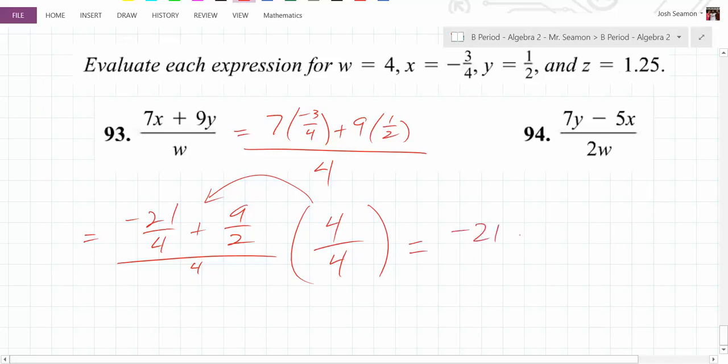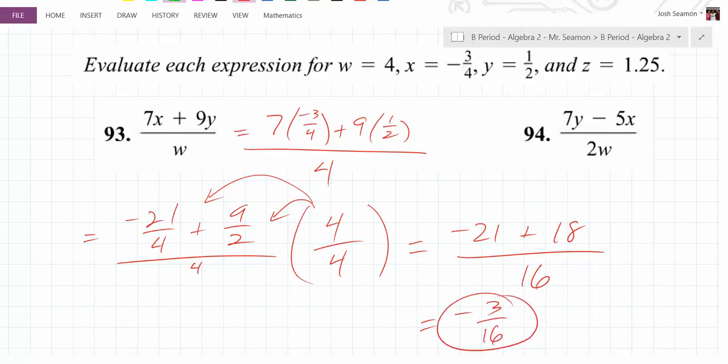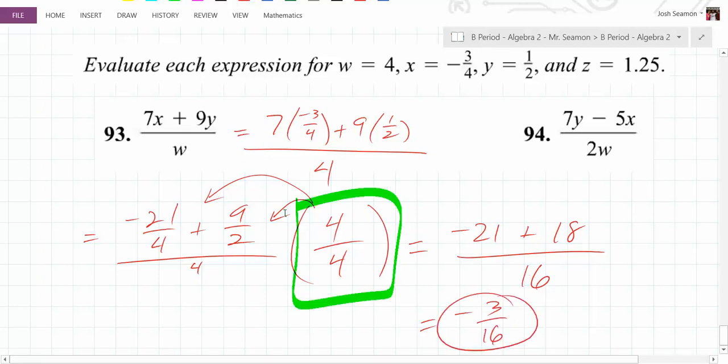This becomes negative 21 plus 9. When I multiply the 4 by the 9 over 2, it turns into 18. And what does the denominator become? 4 times 4 is 16. What does this become? Negative 3 over 16. I love doing this. I don't like adding, I love multiplying by a form of 1.